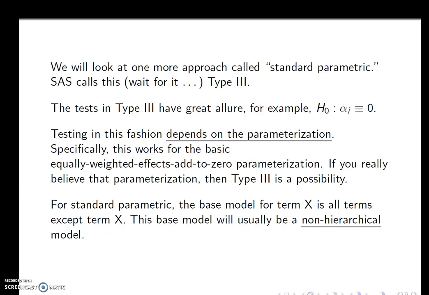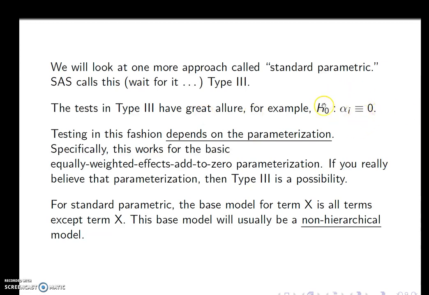Okay, so there's yet one other third type. Type 3 is what is often referred to as standard parametric. You'll see this language in SAS. And in SAS it's called type 3. Type 3 tests, I think, have a lot of good intuition behind them. For example, they're simple, okay?